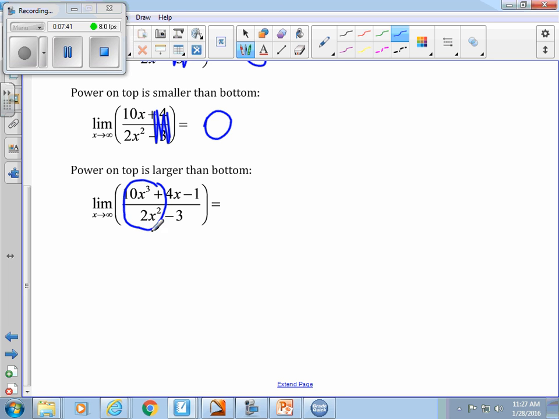To figure out which one, I'm going to simplify this. 10 divided by 2 is 5, and then x. Does everyone agree that simplifies to 5x? And then I'm going to do the limit as x approaches infinity of 5x, which is positive infinity. 5 times infinity, yes. Whoa!